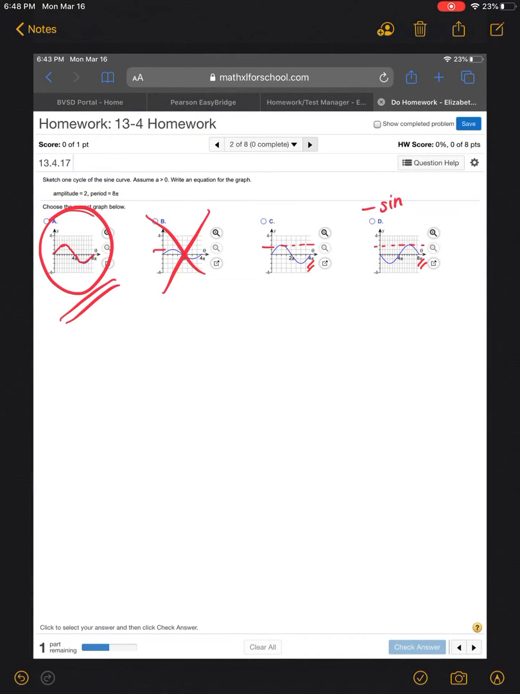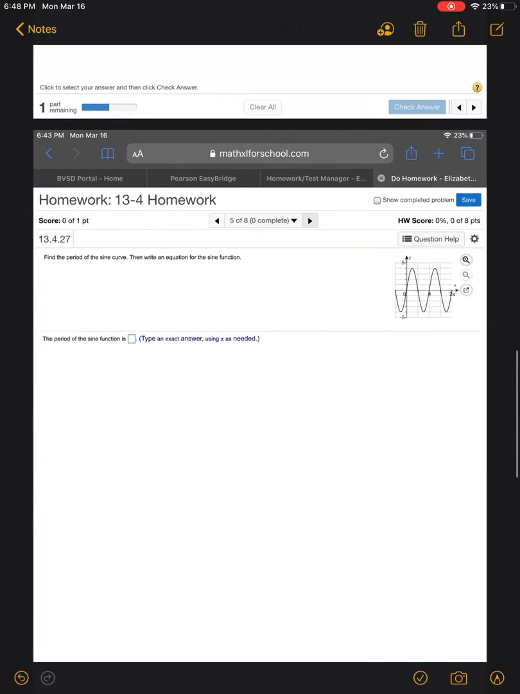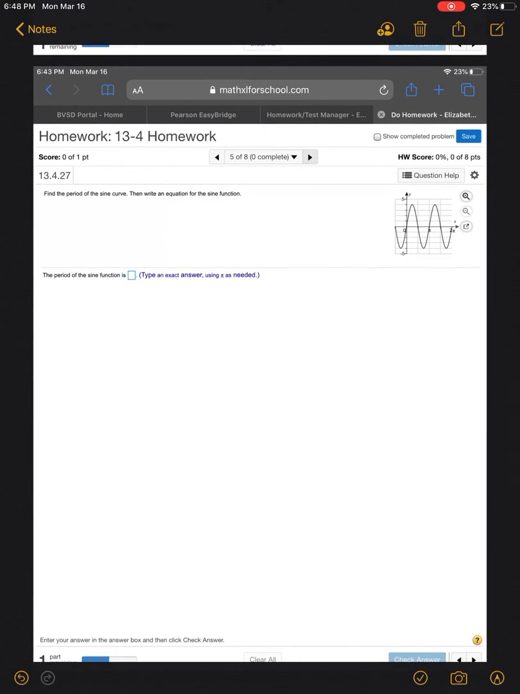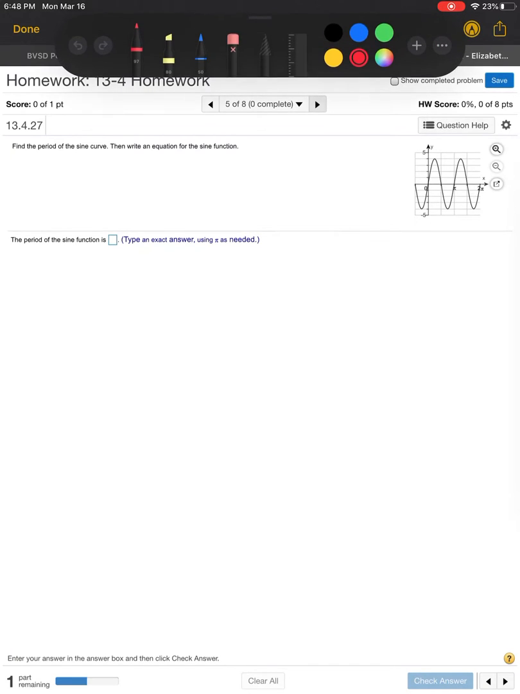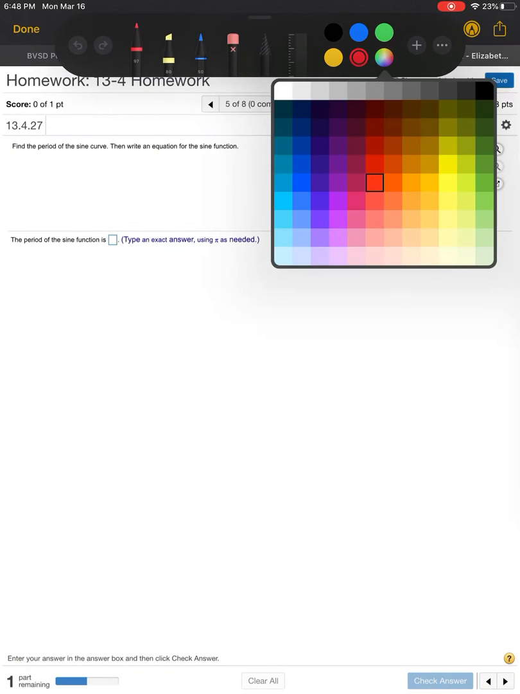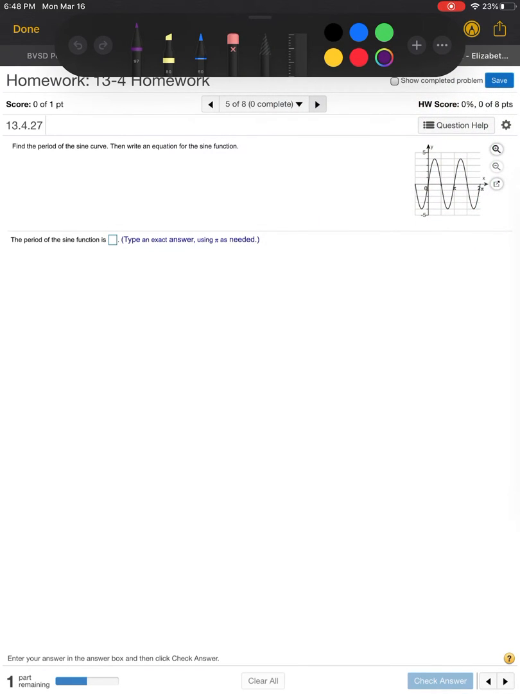You have a couple that are kind of like that. And then we come to problem number 5, which is a new type of problem. So let's take a look at this one. For this one, it is asking us to find the period of the sine curve and then write an equation. So we know 1 full turn goes up to the top, down to the bottom, and back. So we know that our period of this is pi.